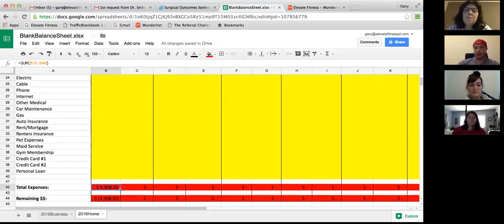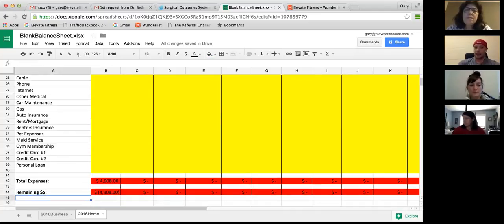So here, where my cursor is now at the total expenses, it shows the total number, which is $4,908. Right below that, remaining, you're in the red. Those parentheses around that number mean that it's negative, because we didn't put anything into the salary yet. So that means you're in the red, $4,908. Make sense to everybody? It's super easy, right?